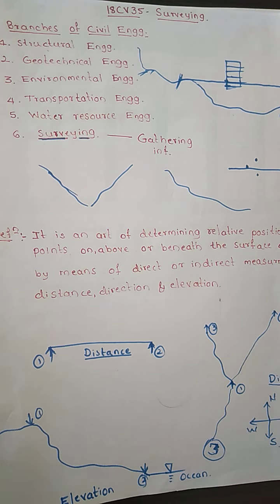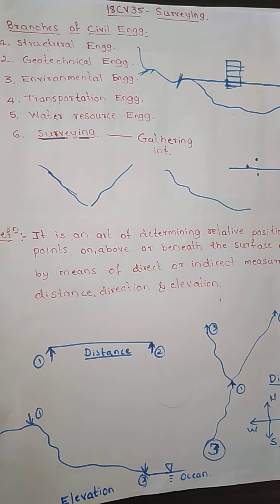The first branch is structural engineering. What a structural engineer does is analyze the different types of loads coming on a building, then design the building. He is going to design the various components of the building such as footings, column, beam, slab, etc. He makes sure that the design he provides for the loads coming on the building is safe for human usage. For a structural engineer also, surveying details are important.